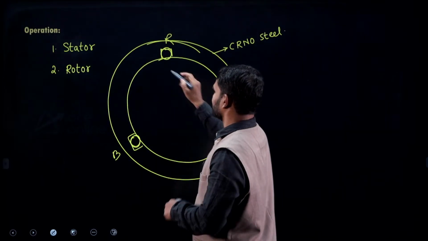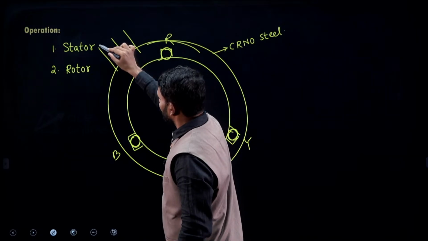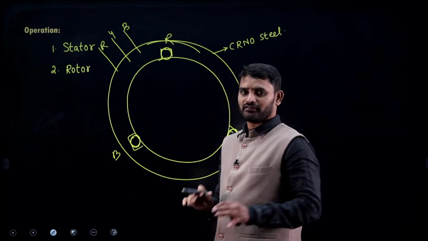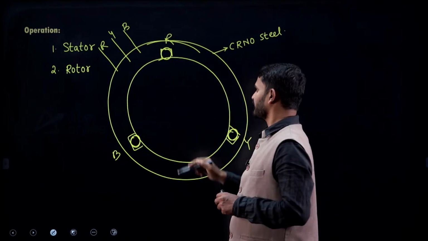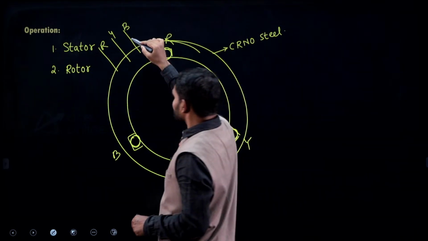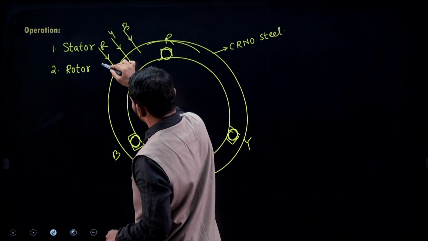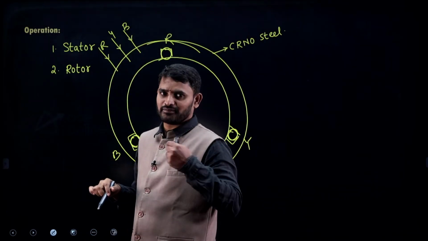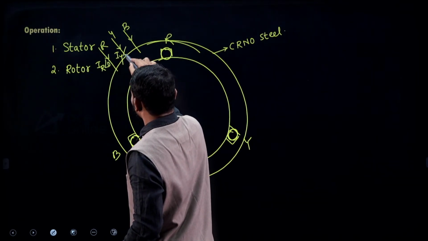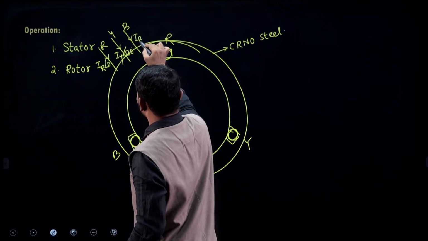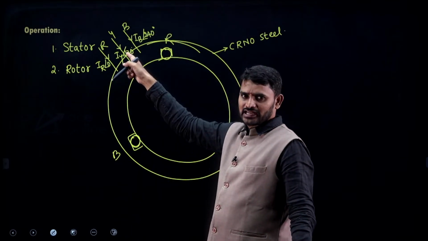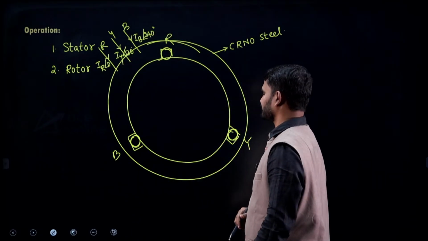So, that is the reason why I am showing 3 phases, R, Y, B. These 3 windings are displaced by 120 degrees apart from each other, and the current circulating through those windings is also displaced by 120 degrees timely. IR at an angle 0, IY at an angle 120 and IB at an angle 240. If you take it as minus 120, you can write it as plus 120, no issues.